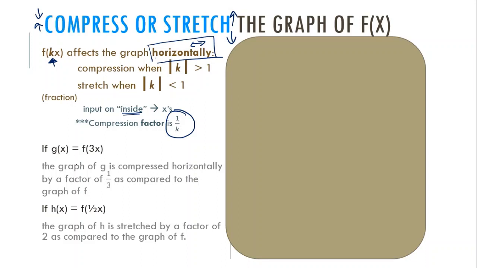So let's look at an example. In this case, I have g of x equals f of 3x. Okay, so this 3, this is my k value. But when I look at a horizontal compression or stretch, my k is actually lying to me. It's not telling me the truth because my compression factor is 1 over k. So I would have to put the 3 over 1, and that is my true compression factor.